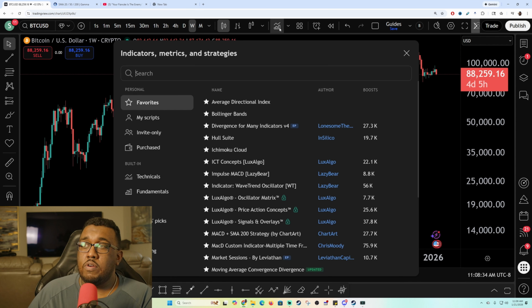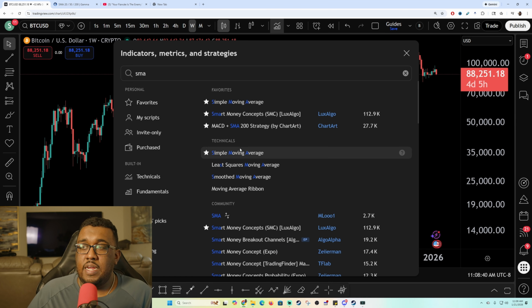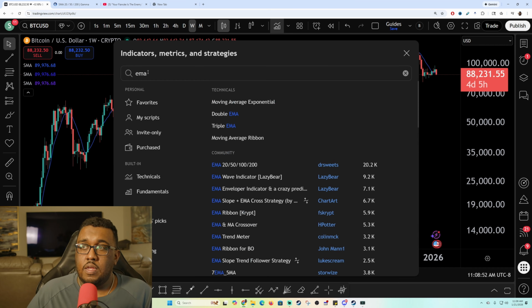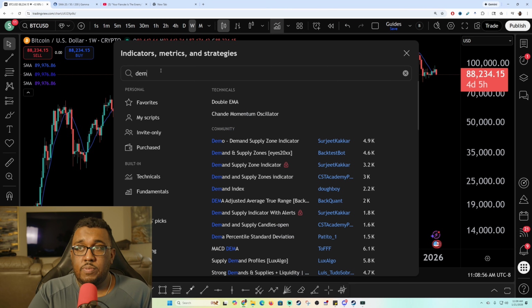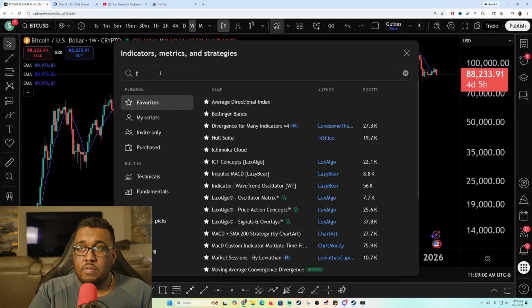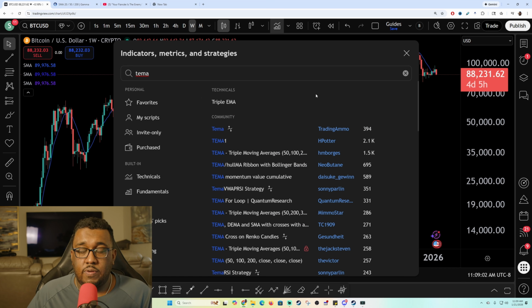So first of all, go over to indicators, metrics, and strategies. If you guys are looking to do the simple moving average, just type in SMA and it's going to pop up here under technicals. 1, 2, 3, just for your benefit. If you guys want to do exponential, just do EMA, moving average exponential. If you guys are looking for double exponential moving averages, do DEMA, double EMA, then TEMA, which is triple exponential moving averages.